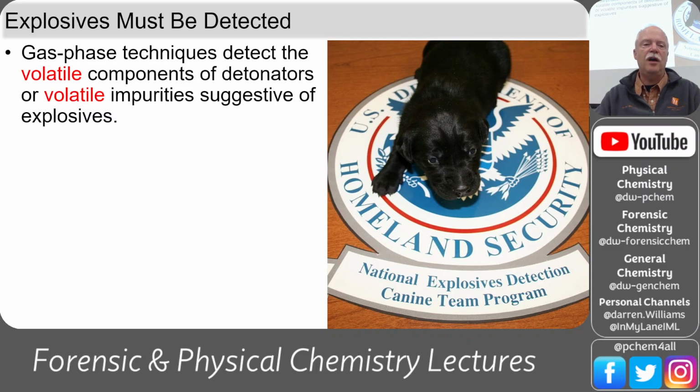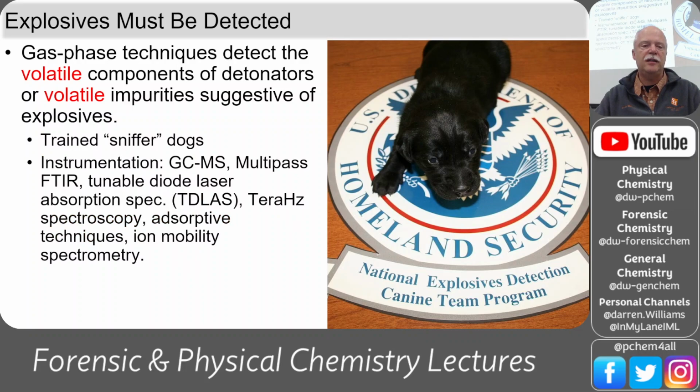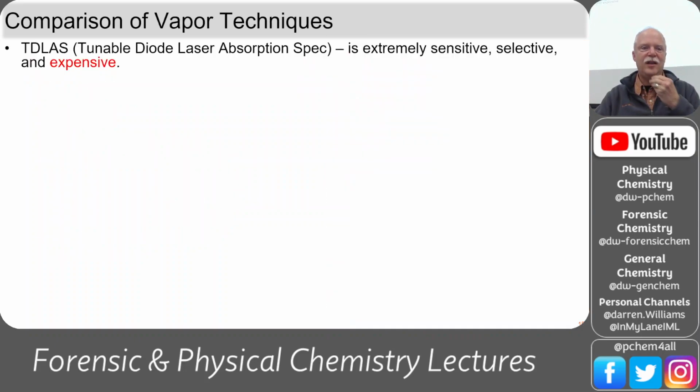Okay, we can use dogs, right? So volatile components can be smelled. We could train sniffer dogs, and we could also use instrumentation. We have GCMS and all different kinds. So let's talk about those different techniques. Okay, so here are the different vapor techniques.